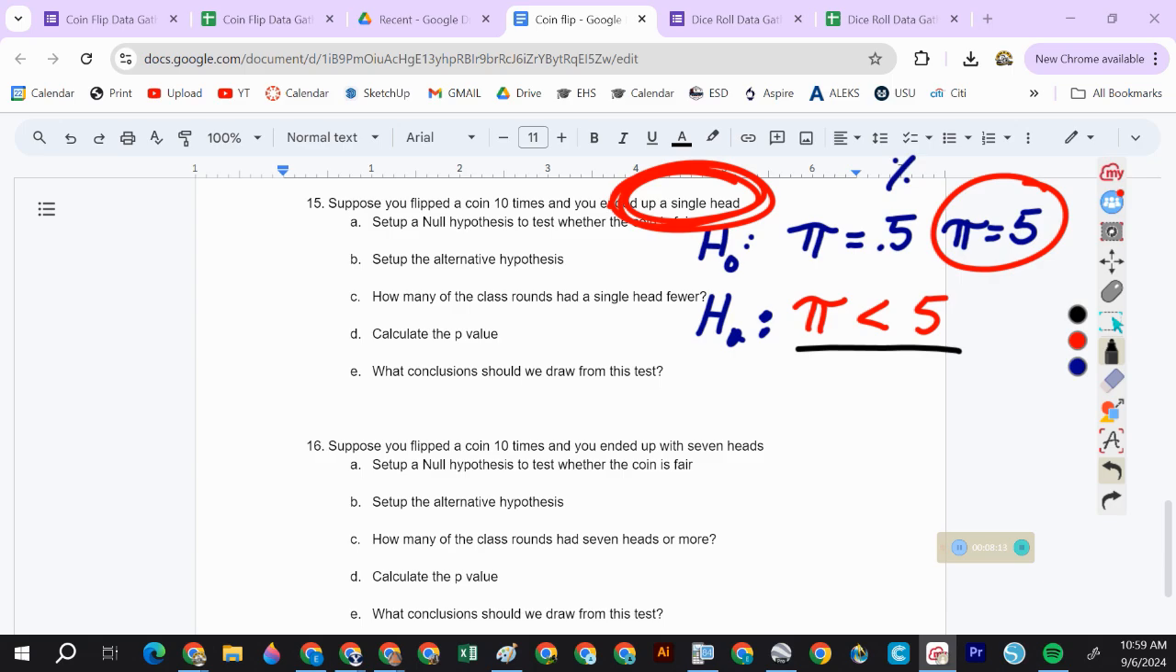So how many of the class rounds had a single head? If I went back to the chart that we just looked at, how many zeros or ones were there? 0. None. Good job, Garrett. Right? There were none. Okay? And how many rounds did we play? 286. So what was my sample percentage? So my p-value was 0%.